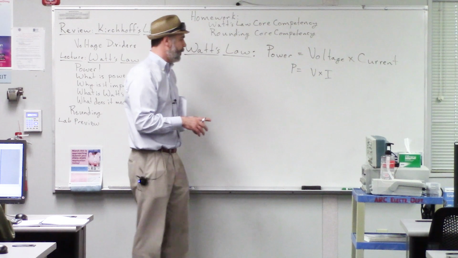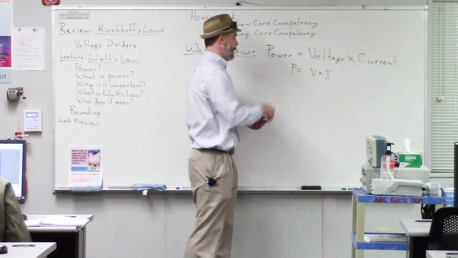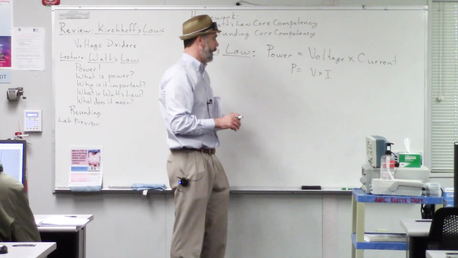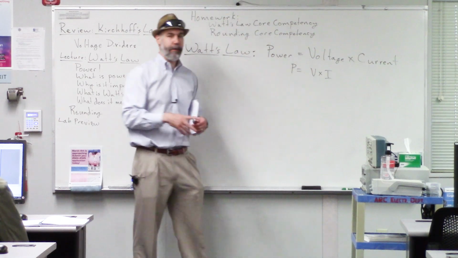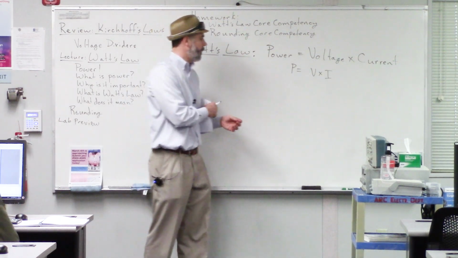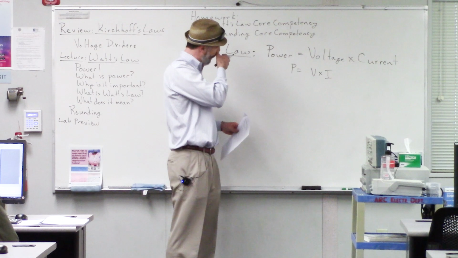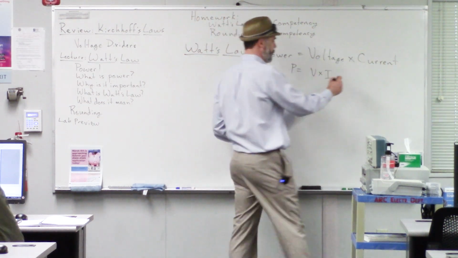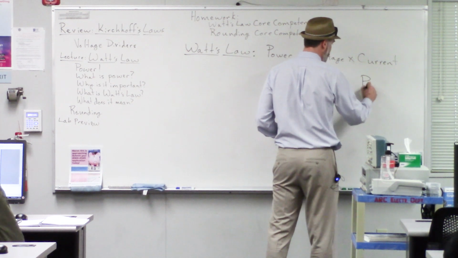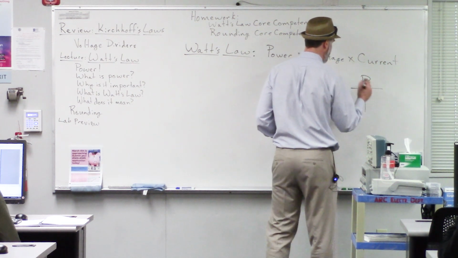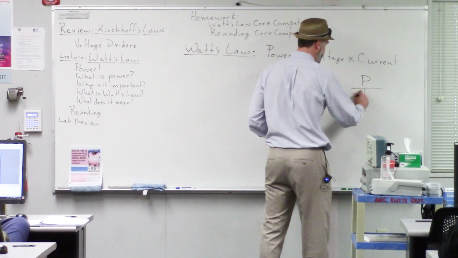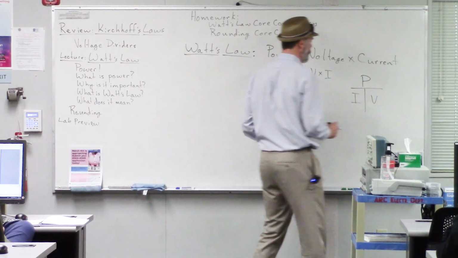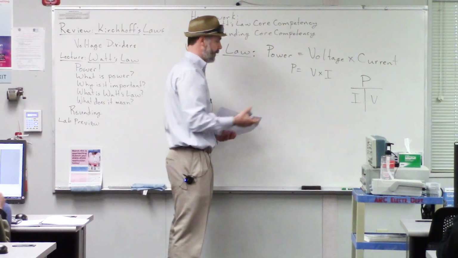So if you are familiar with algebra, you could rearrange these things, but a lot of people don't like doing that. So it's nice to have another form where you can find one of these things if you know the other two. So we have a form that's kind of like Ohm's law. We write it like this: P, I, and V. And we use it just like Ohm's law.